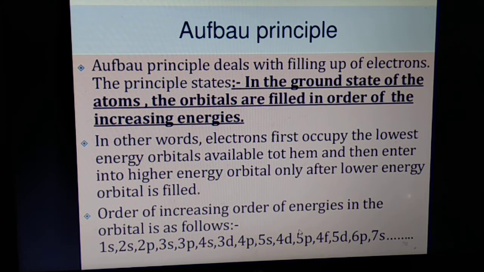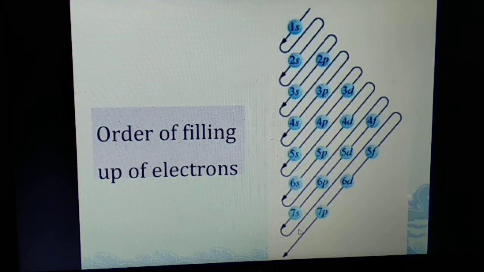So which orbital has less n plus l value? 4s orbital. Which orbital has less energy? 4s orbital. So what is the rule? When n plus l value is less, energy is less. That's why the 4s orbital is filled up first and then the 3d orbital. And this is the Aufbau principle.